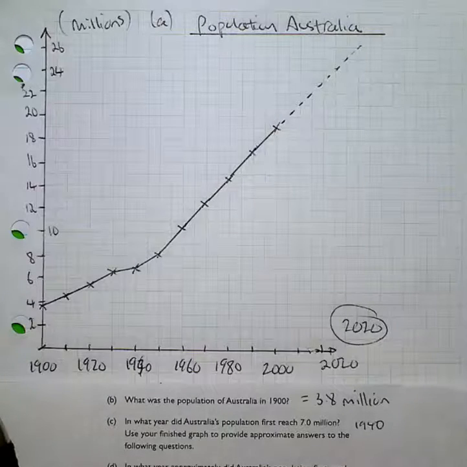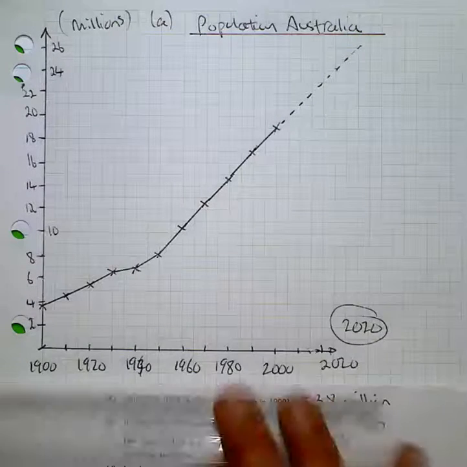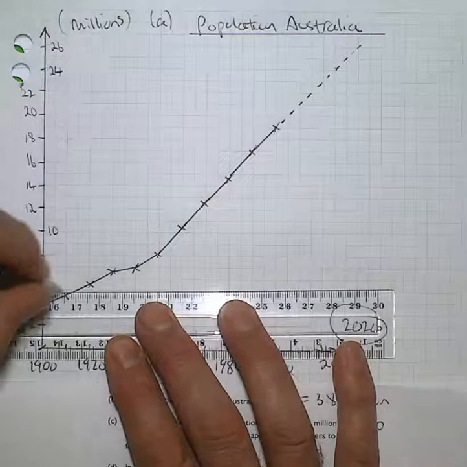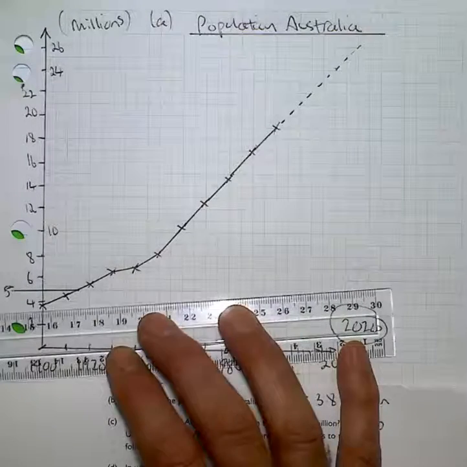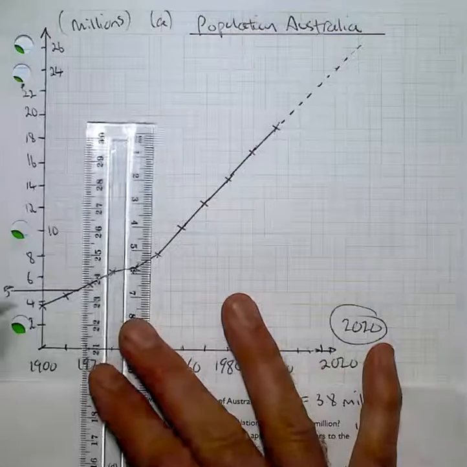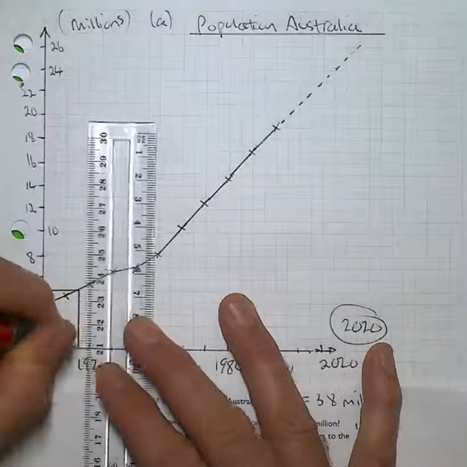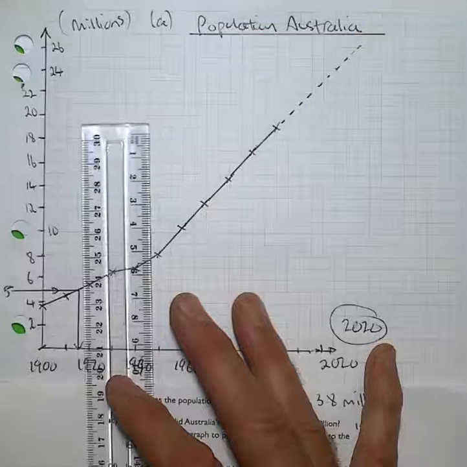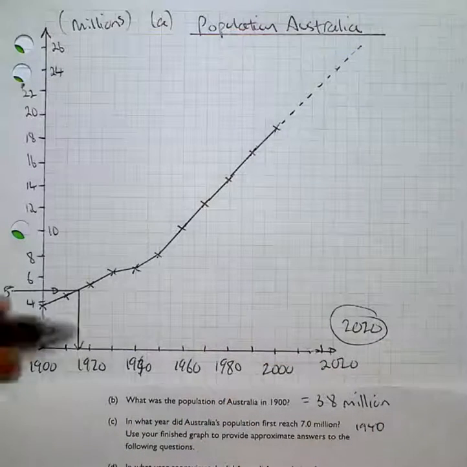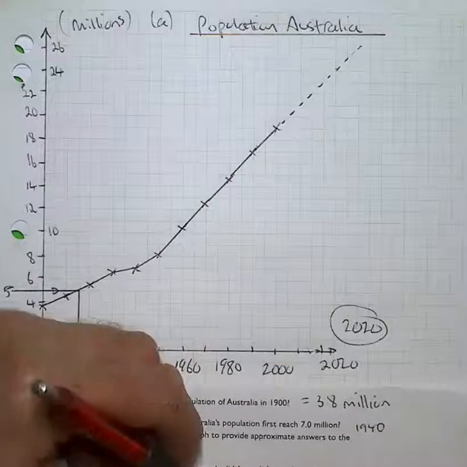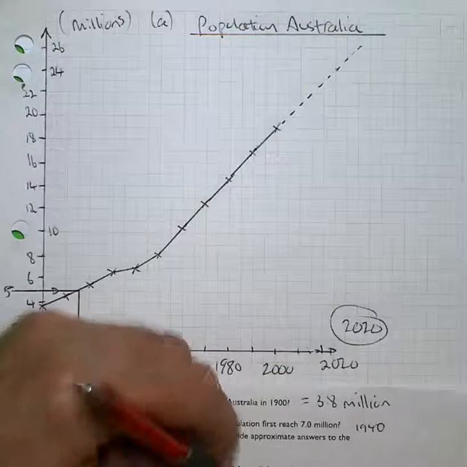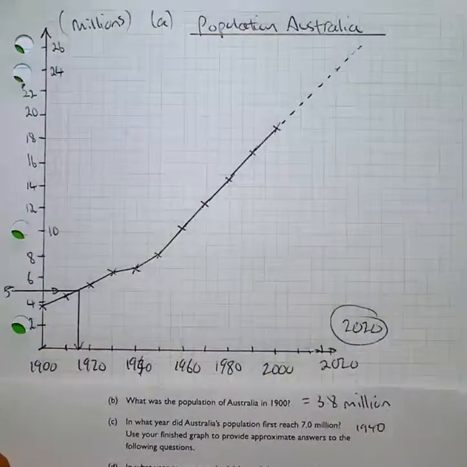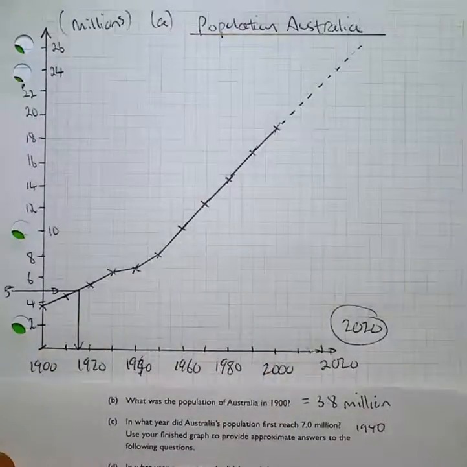So what I'll do, I'll get my ruler and go across from 5 million, which is about there, and then read down to the approximate year. Please note, I don't have the data between those 2 years, but it's still an estimate. So you can see here, about 1915 was when the population first hit the 5 million mark.